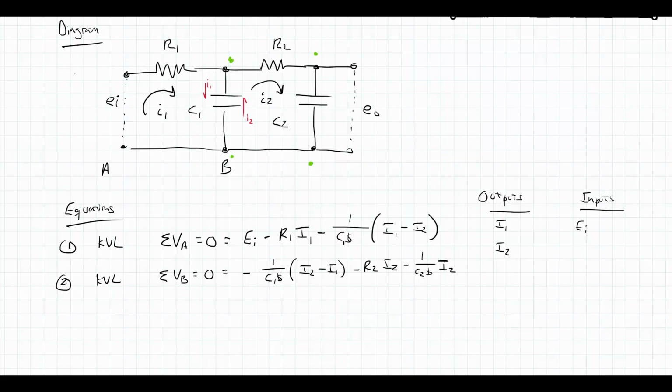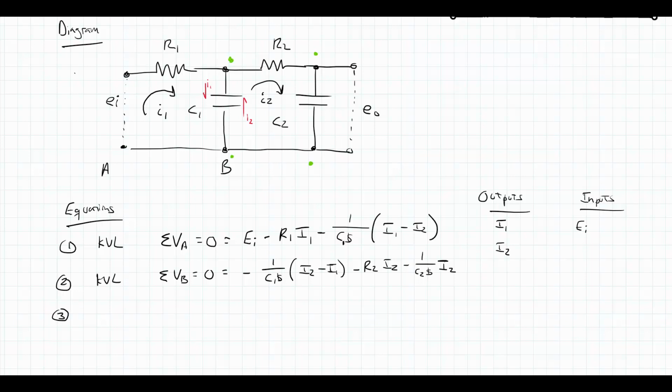So for my second KVL equation, I1 and I2 are still here. And actually, I haven't added any outputs into this system, nor inputs. There's only a single input into the system. So I actually have enough equations at the moment. However, I still don't have any equation that has E out, so I definitely still need a third equation in order to do this.